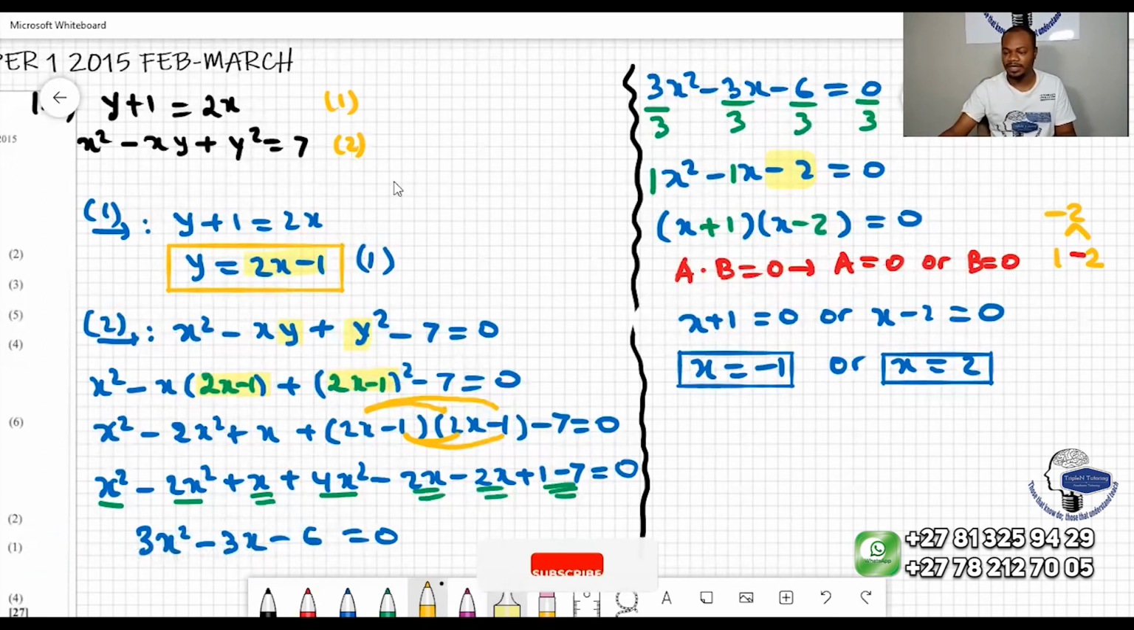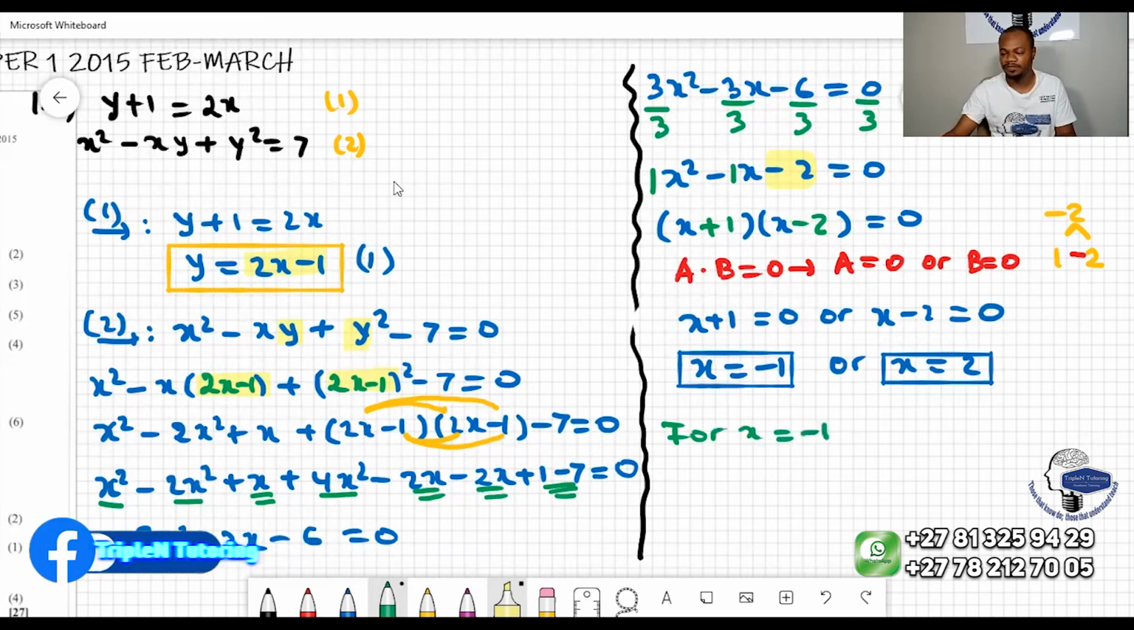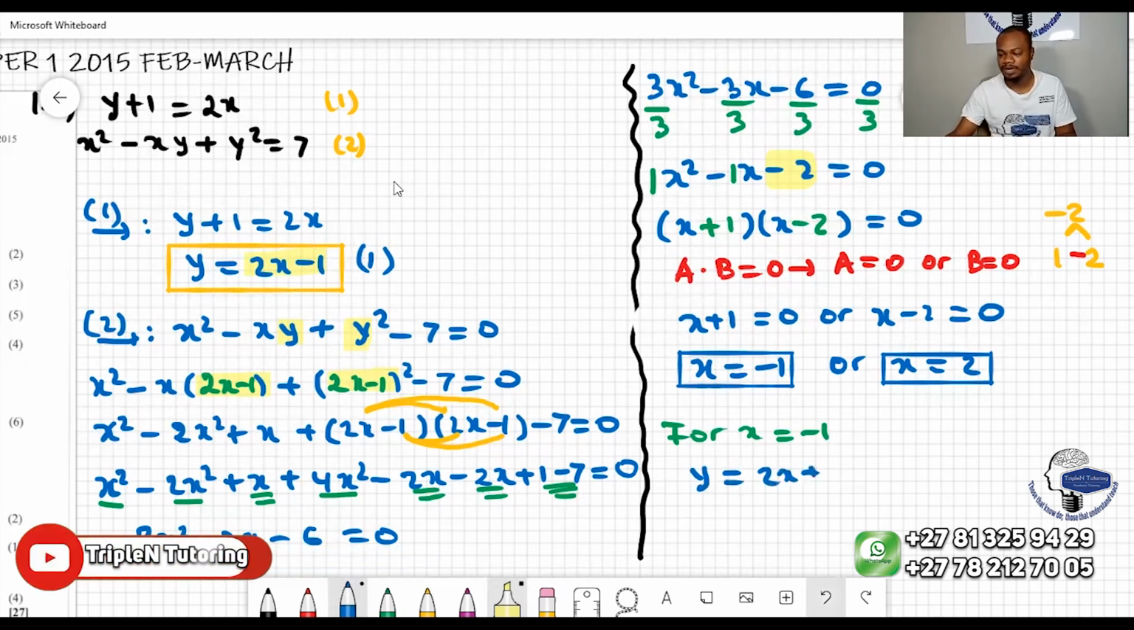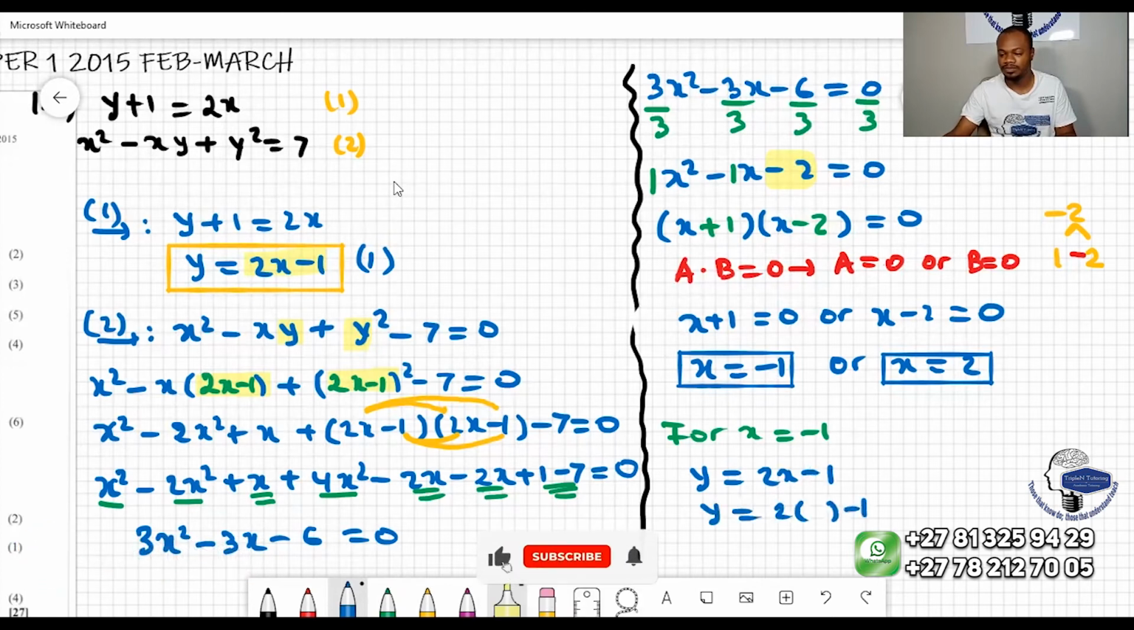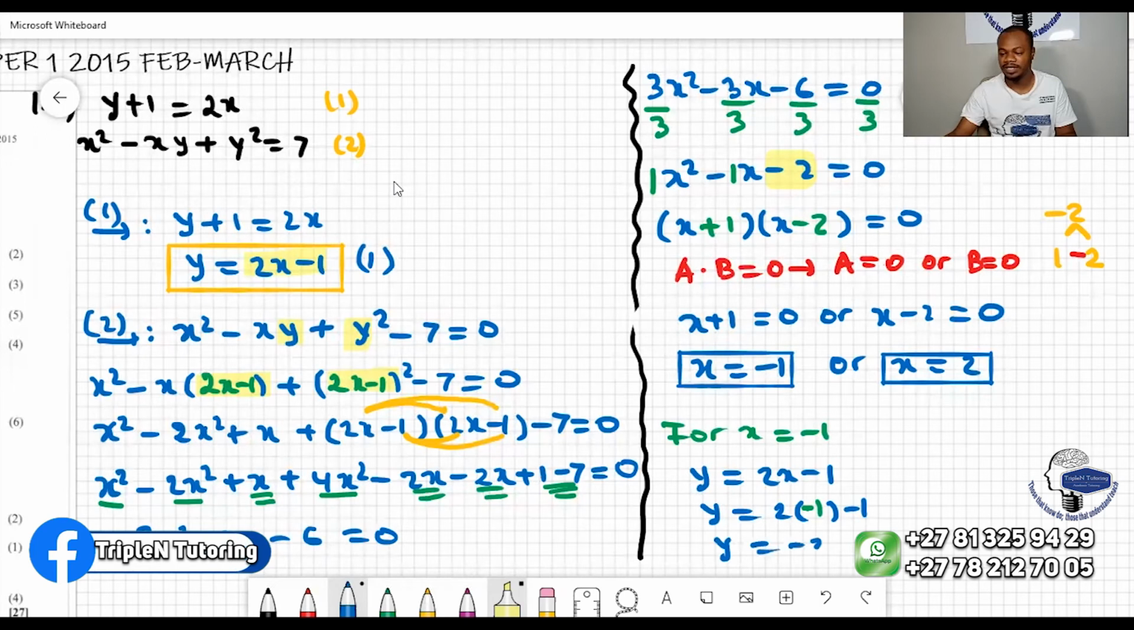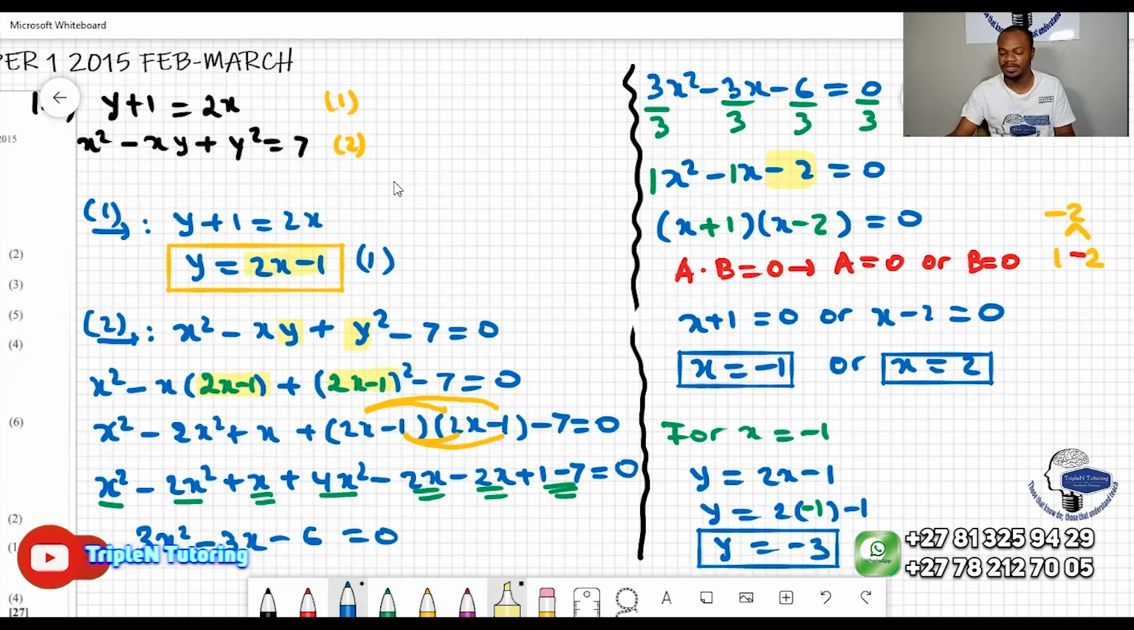Let's say for x equal to -1, then y, which is given by 2x minus 1, I sub in the value of x, which is -1, and this will give us -3. That is, 2 times -1 makes -2, and -2 minus 1 makes -3.